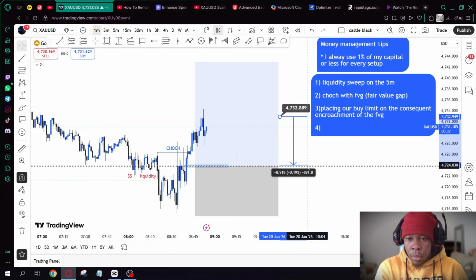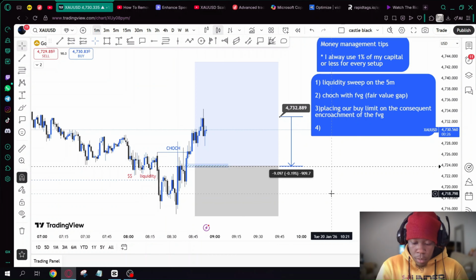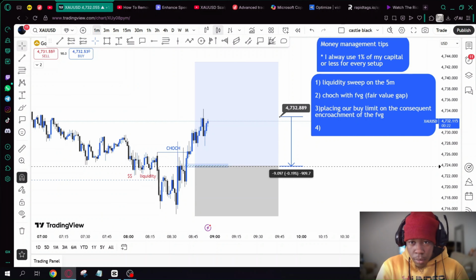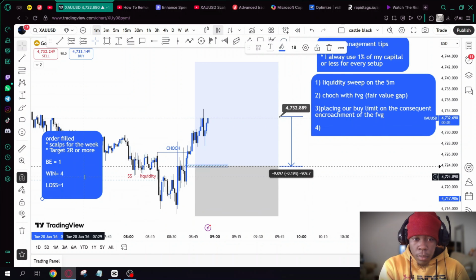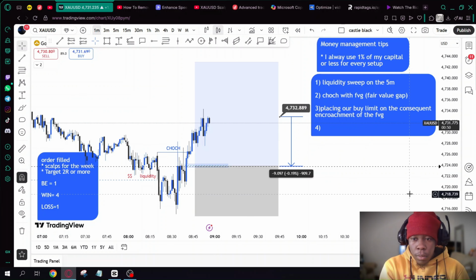Check. Now I dropped down to 1 minute to wait for a change of character with displacement, and that displacement will signify there's enough momentum. So I need to see a change of character with a fair value gap showing that there's enough inefficiency to push the move in the direction down enough.